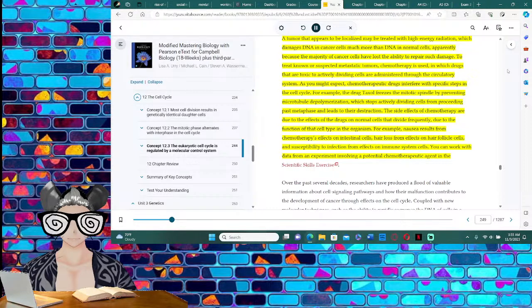As you might expect, chemotherapeutic drugs interfere with specific steps in the cell cycle. For example, the drug Taxol freezes the mitotic spindle by preventing microtubule depolymerization, which stops actively dividing cells from proceeding past metaphase and leads to their destruction.